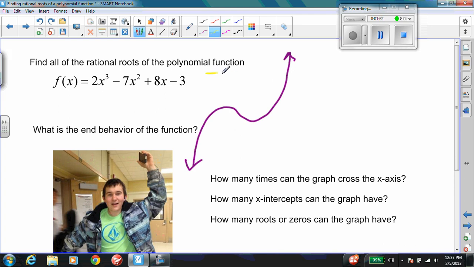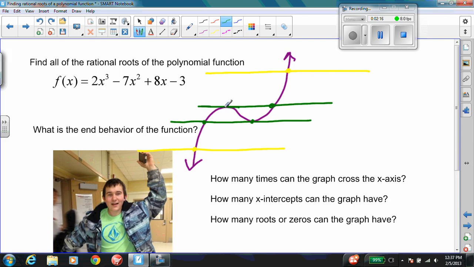The x-axis could be up here, which would give me 1 root, or maybe the x-axis is here. That would give me 1 root as well. It could be that the x-axis is right there, and you see how this would give me 2 roots? Or maybe the x-axis is here. That would also give me 2 roots. Or maybe the x-axis is right here. So the maximum amount of roots that I could have would be 1, 2, 3. So I will either have 1 root, 2 roots, or 3 roots. Those are the only options that I have.